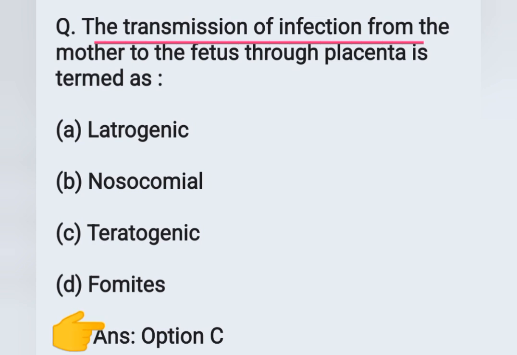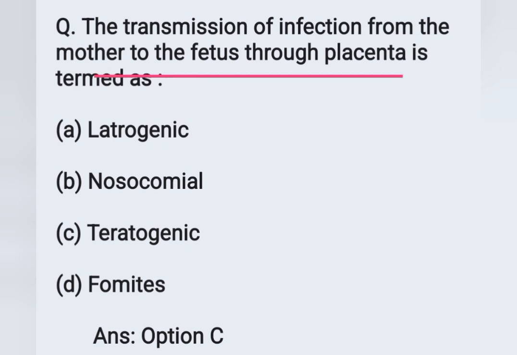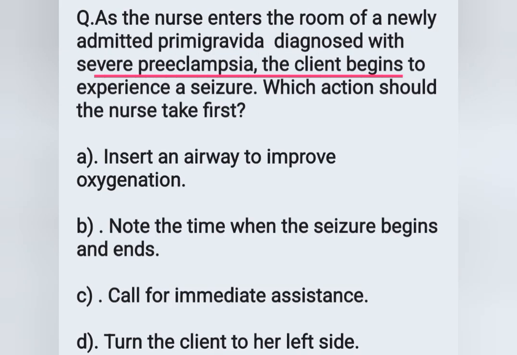And the second option is nosocomial infection. Nosocomial infection, or healthcare associated infection, is infection which occurs in the hospital during the time of hospital stay or other healthcare related activities. Another one is iatrogenic infection. Iatrogenic infection means infection which occurs after any medical or surgical procedure. Move on to the second question.